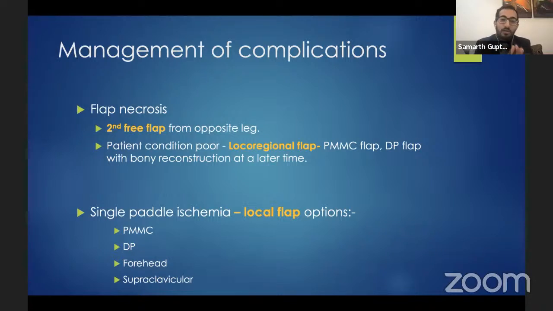So you can either go for a local regional flap, like a major flap, or the DP flap. These are very safe flaps with almost 100% success rates. Or you could go for a secondary flap. Now, it's very crucial to know whether you should go for a secondary flap or not.